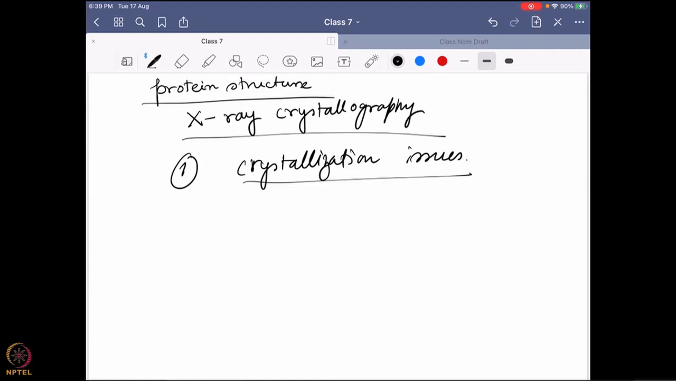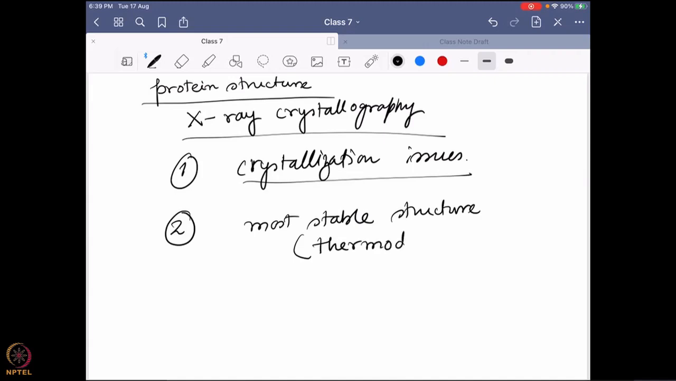So that is one of the points. We cannot crystallize every one of them. And second, one more fundamental thing is the following: when we crystallize a protein, what are we actually seeing? We are seeing the most stable structure of the protein. That means, with respect to thermodynamics, I am seeing the thermodynamically most stable structure.